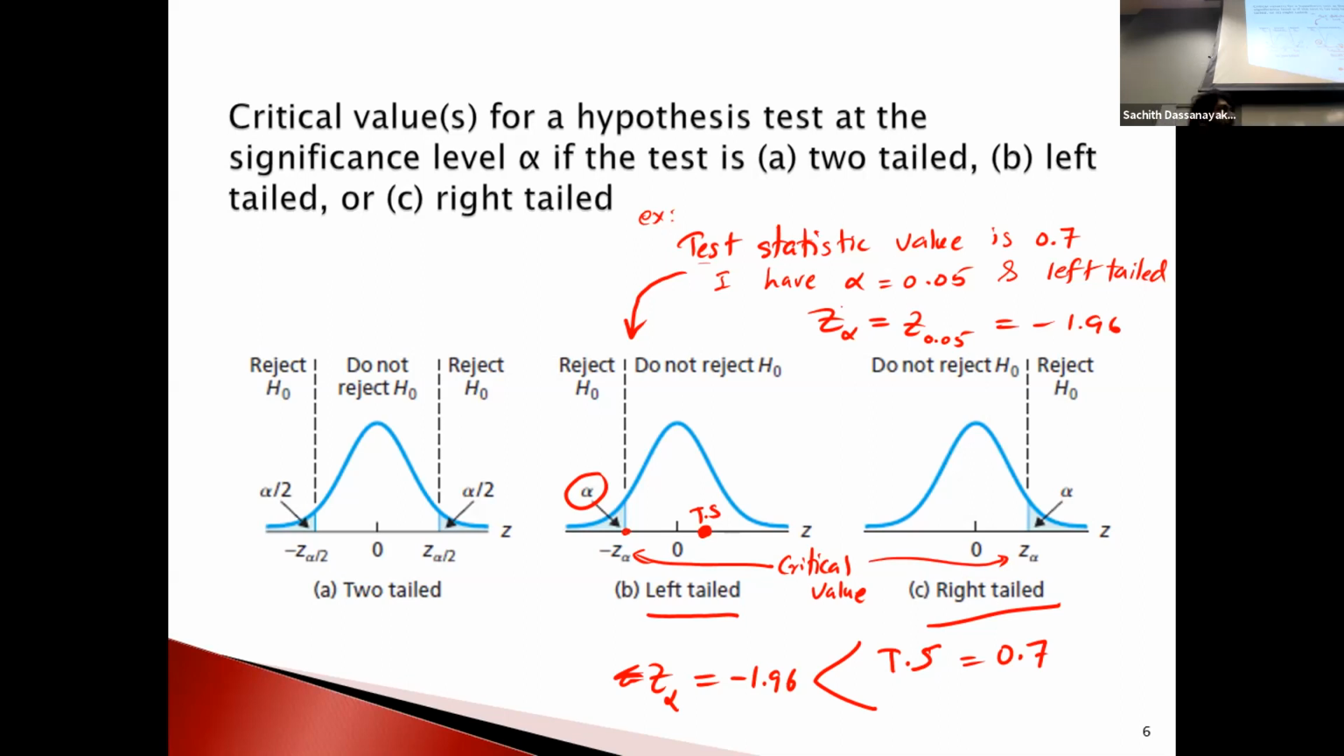But first you should identify which kind of test this is: left tail, right tail, or two tail, which I'll explain next. You should understand that. The same thing applies to the right tail test. In the right tail case, if your test statistic value is somewhere here, you have to reject, because it is in the rejection region.